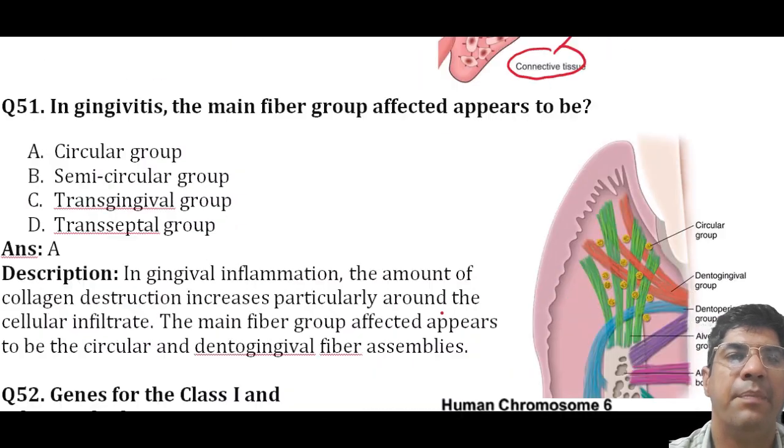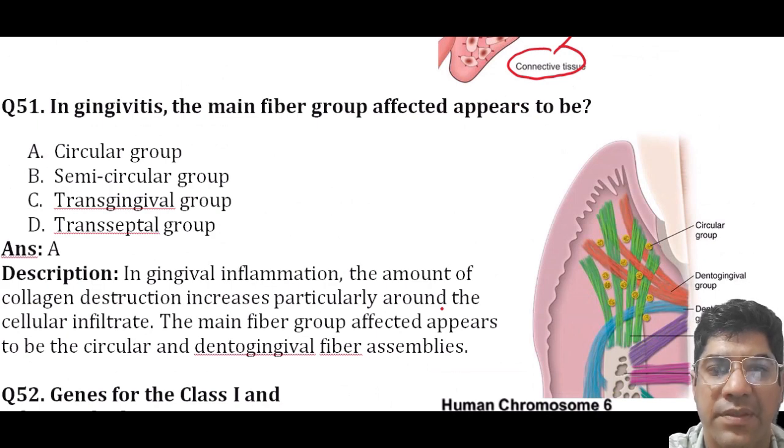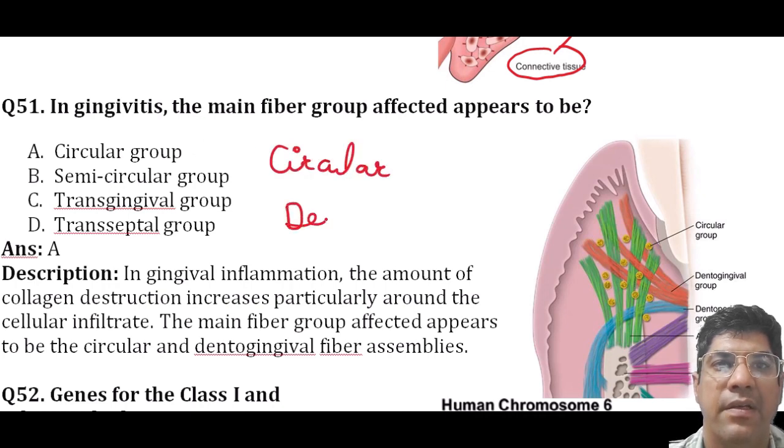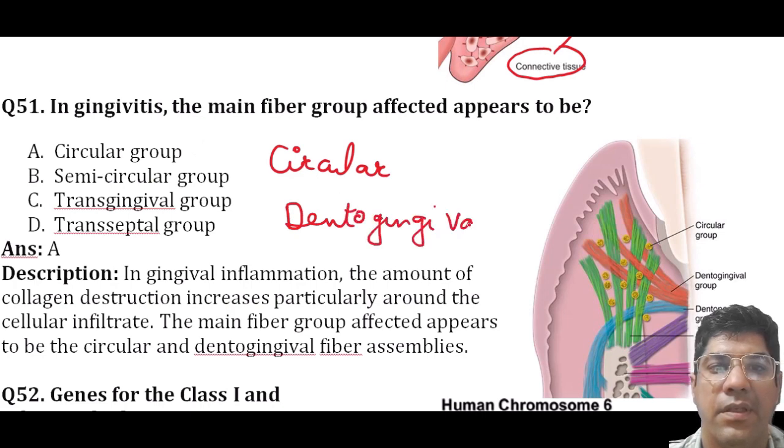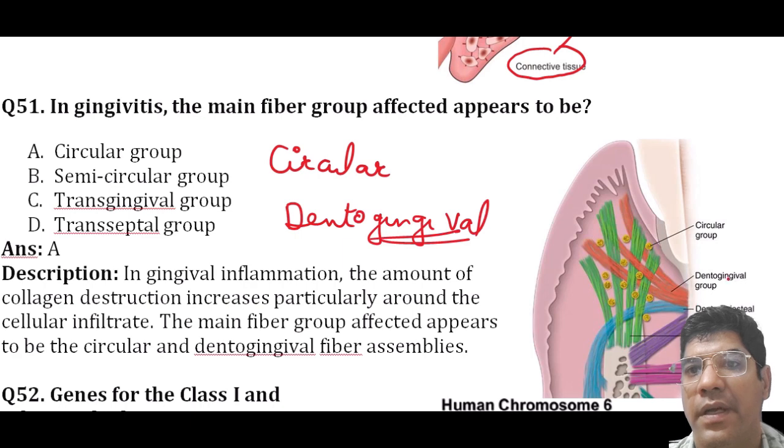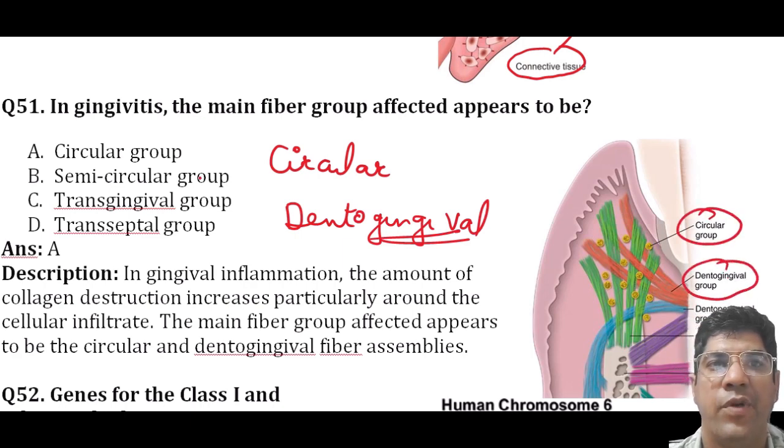In gingivitis, the main fiber groups affected are the circular fibers. So in gingival inflammation, the main fiber groups affected are the dentogingival and the circular group. So the answer would be circular group here.